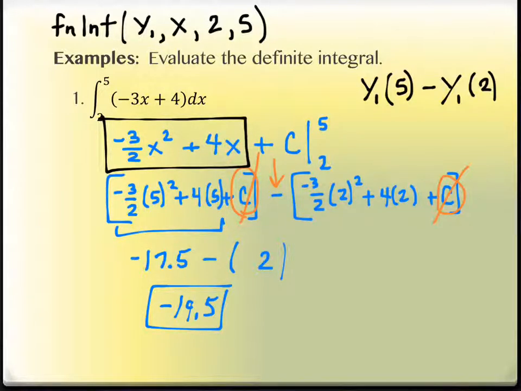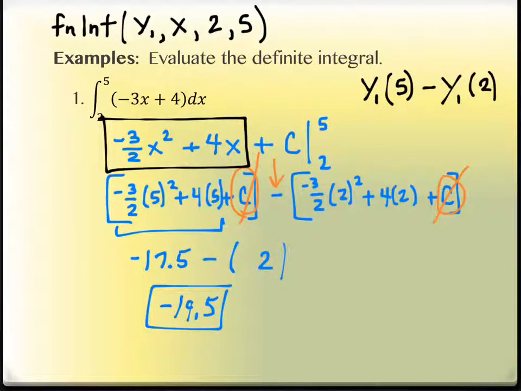There's a comma on your screen. So you go to vars, y vars, function y1. You put a comma. You put an x. You put a comma. You put a 2. You put a comma. You put a 5. You close your parenthesis and you hit enter. Did it work? You got a negative 19.5. Does everyone who has the FNINT end up with the answer negative 19.5? Excellent.